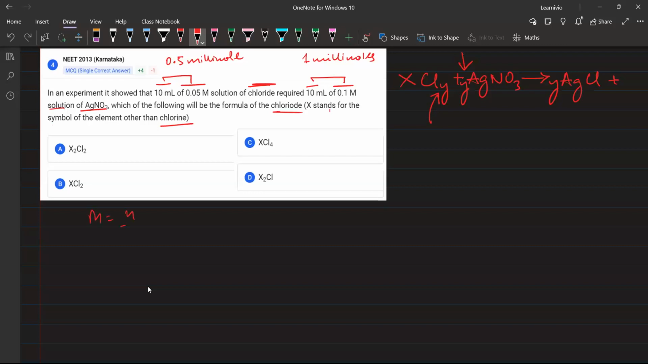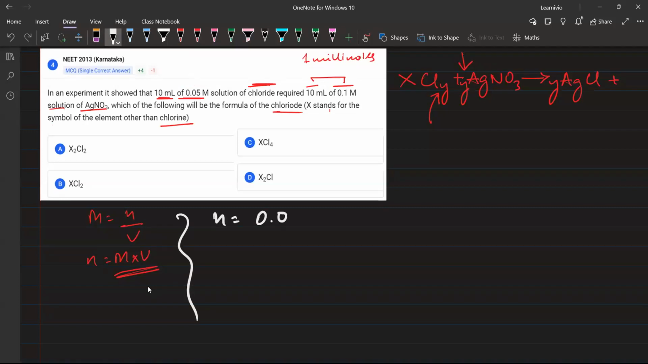Molarity is equal to number of moles divided by volume. So number of moles will be equal to molarity into volume. That's what we did now. Volume multiplied by molarity. And milli का मतलब क्या होता है? 10 to the power minus 3. तो देखिए, मिली का आपको थोड़ा समझ में नहीं आ रहा होगा. See, number of moles will be equal to molarity, which is 0.05, multiplied by the volume. Volume is equal to 10 ml.